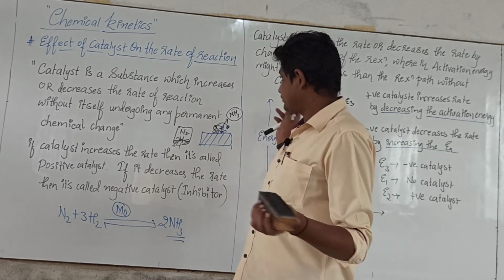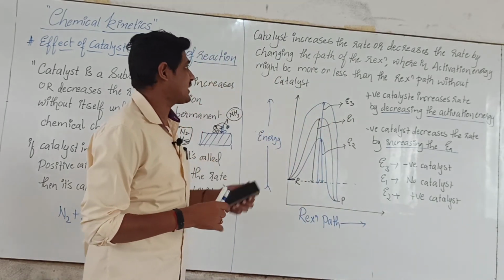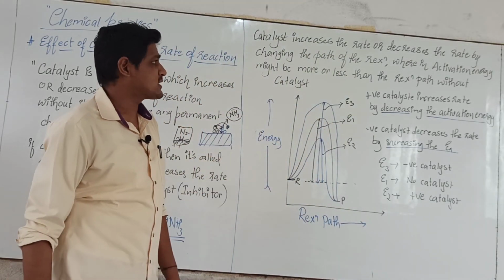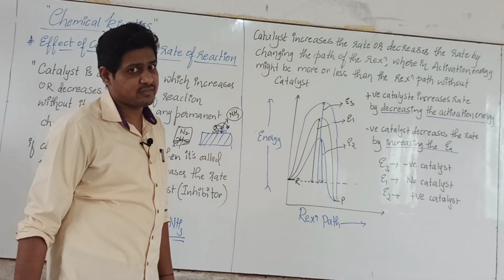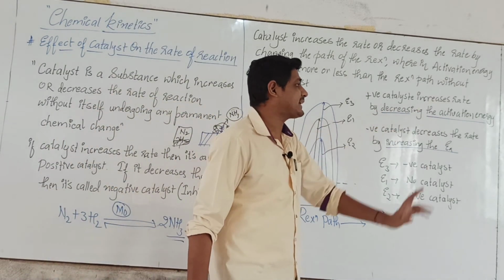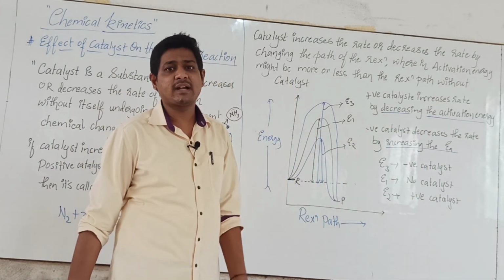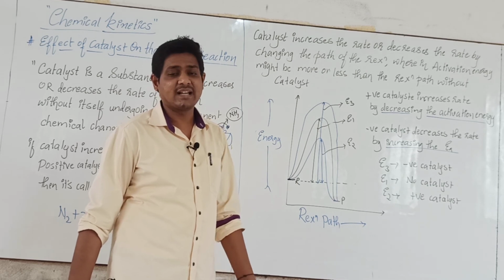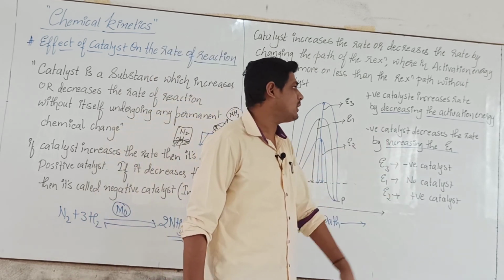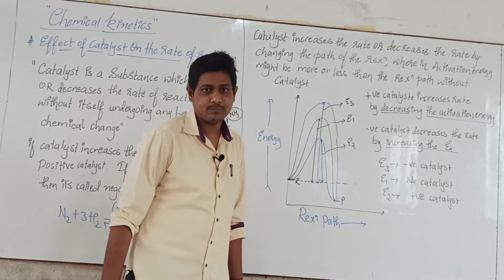Next, for 1 mark again they might be asking, how does a positive catalyst increase the rate of reaction? That is by decreasing the activation energy. How does a negative catalyst decrease the rate of reaction? By increasing the activation energy.